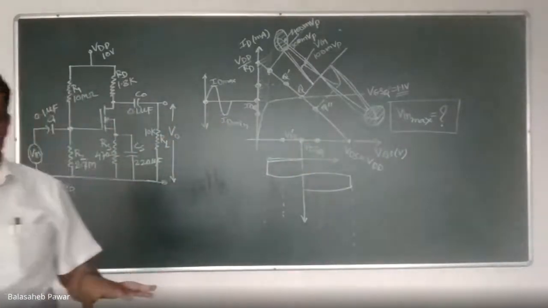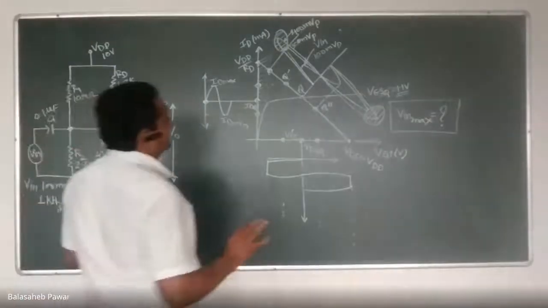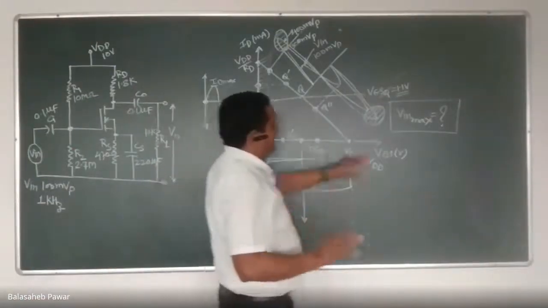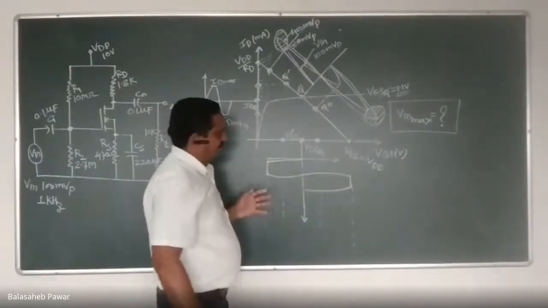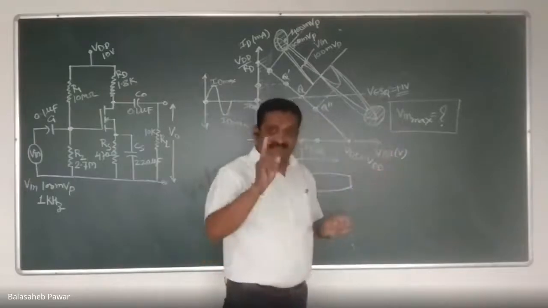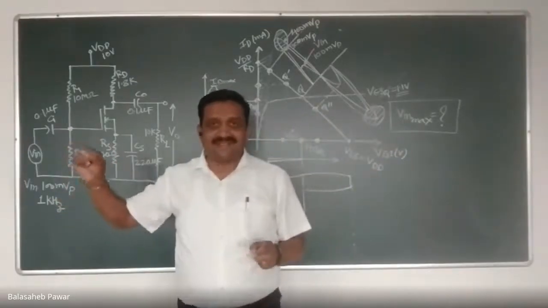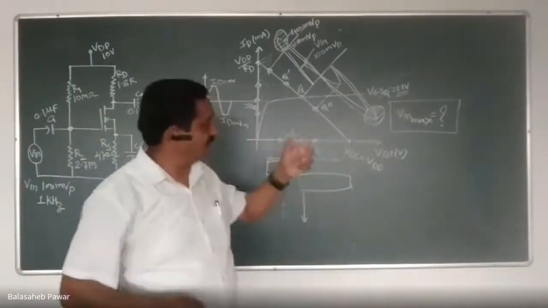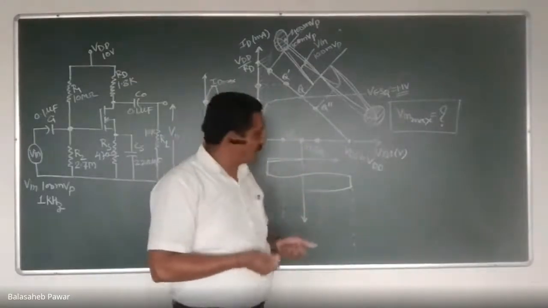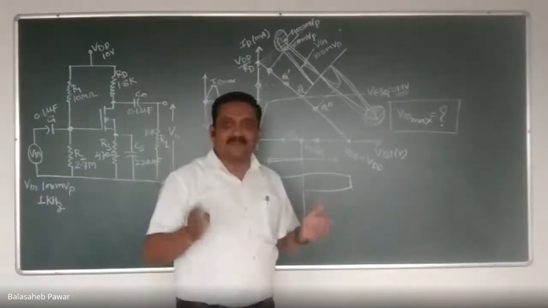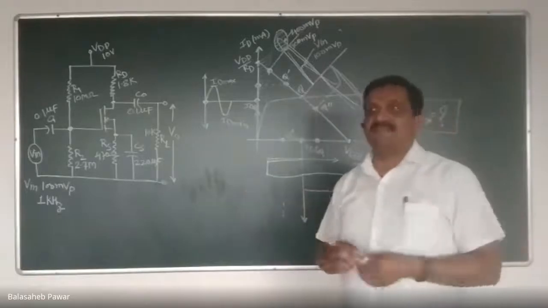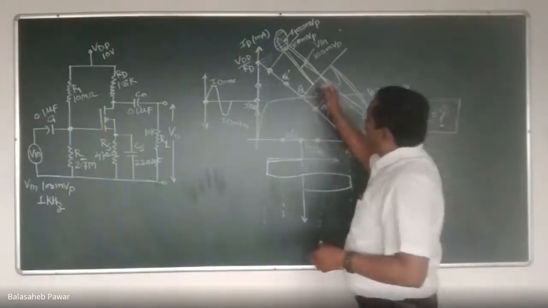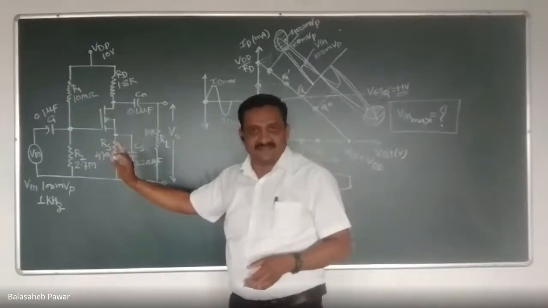Yes, sir. Okay, so see, a simple question I will now ask in this example or whatever discussion we have done: how much maximum input Vin, that is a sine wave and its amplitude, can I apply so that we can obtain the output without clipping? 300 millivolts. Yes, very nice. So this is the limitation of this amplifier, correct?